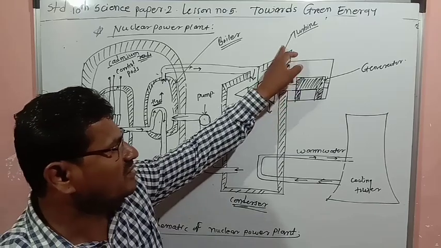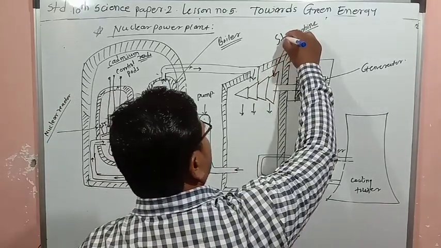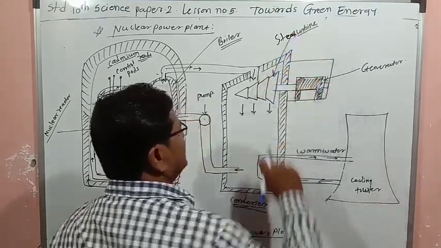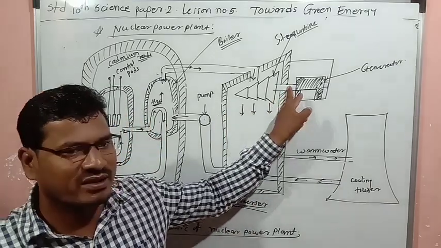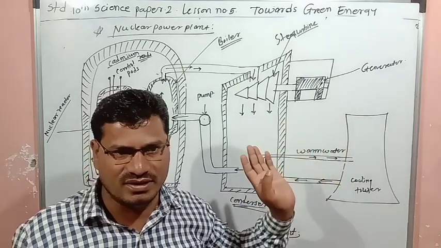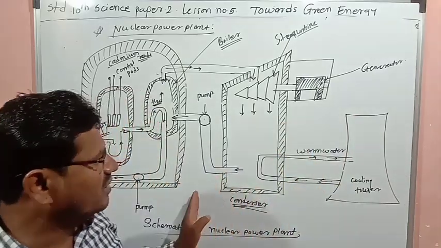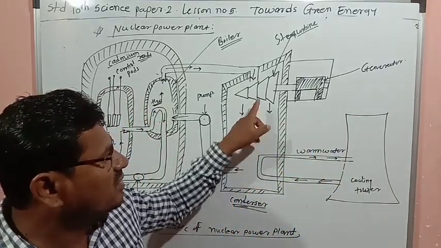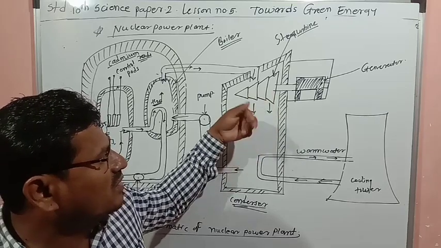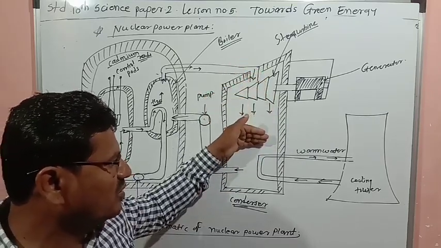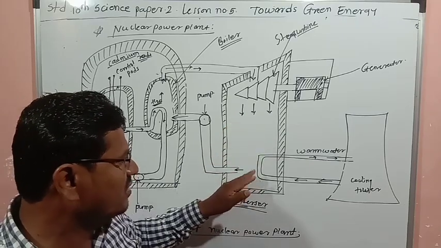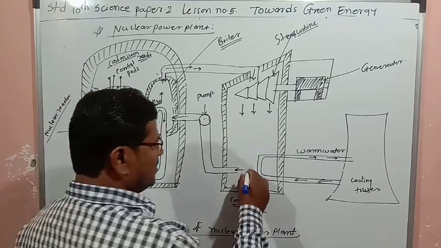Here the steam turbine is there, and then the turbine will rotate. The turbine is connected to the generator, and the generator will produce electricity. Again, after rotating the turbine, that steam comes in the downward direction, and here this one is the condenser.